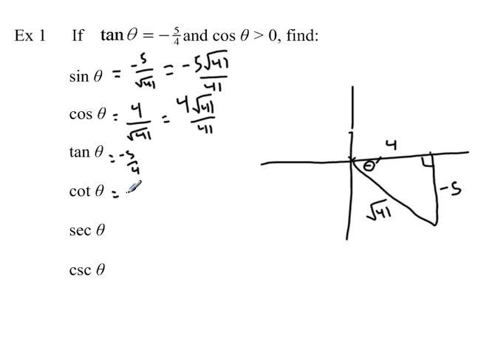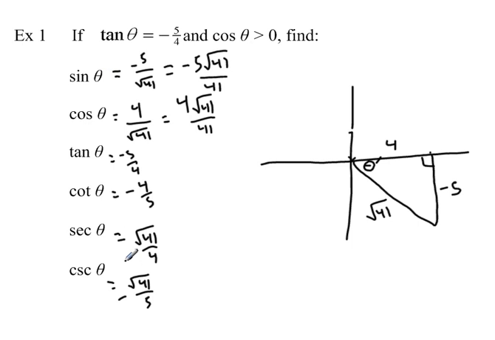And then we've got our reciprocals. So cotangent would be -4/5. And I always have students say, well, where's that negative? Shouldn't it be 4 over -5? And as long as you have one negative sign somewhere, it's the same quantity. Secant is the reciprocal of this quantity here, which is square root of 41/4. And cosecant is square root of 41 over -5.